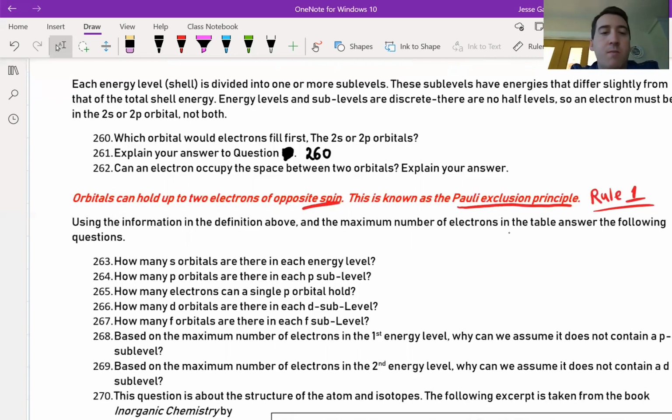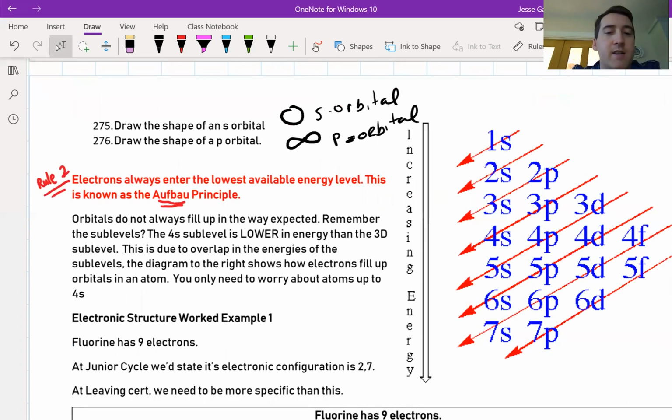So again, when we were talking about orbitals, we learned that any orbital can only hold up to 2 electrons. The opposite spin thing, I don't want you to worry too much about that. We'll see that in a later video. But orbitals can hold 2 electrons of opposite spin. This is the Pauli exclusion principle. That's rule 1. And then the second rule so far is that electrons always occupy the lowest available energy level.